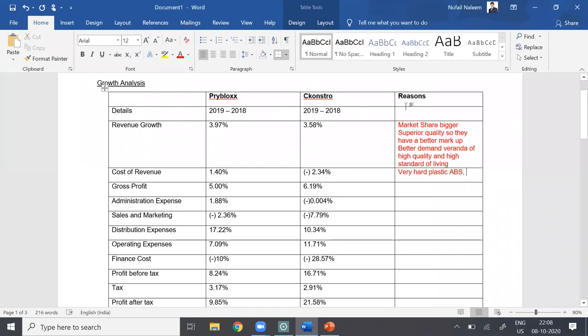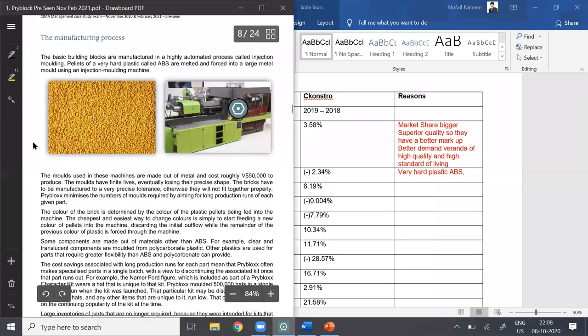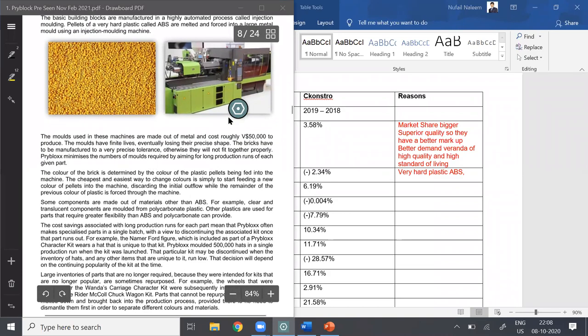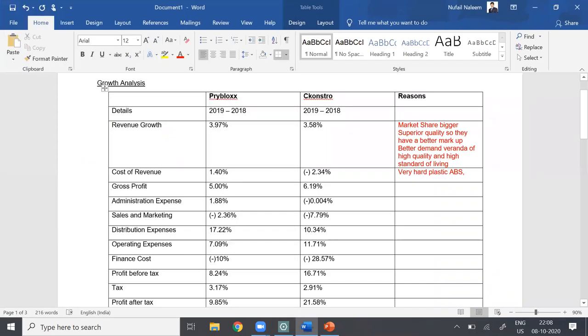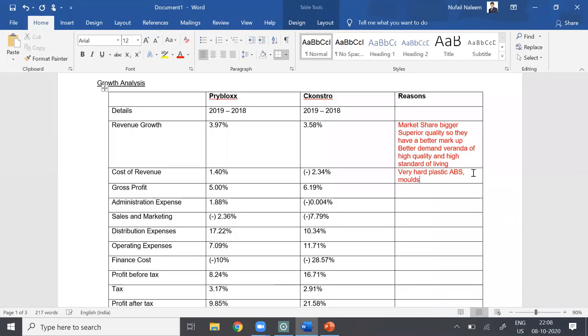And what is another point they have given? The 50,000. Can you remember one thing? That is also very important. Design. They are telling 50,000 to produce. Molds used in these machines are made out of metal that costs $50,000. So can I write here mold, yes or no? Molds used in machines.